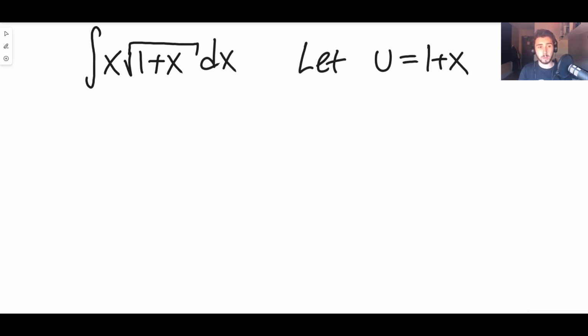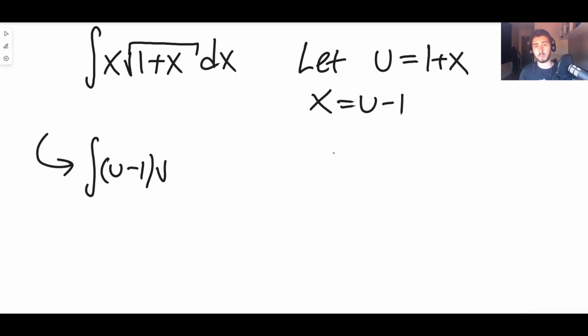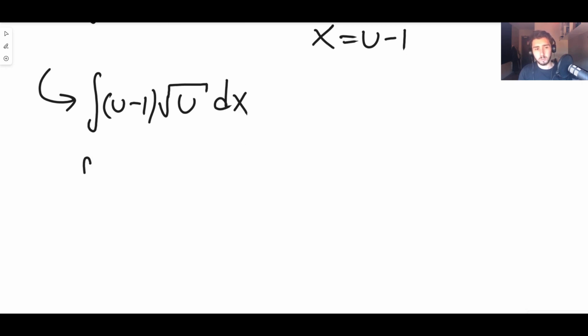If u is 1 plus x, then we can rewrite this integral. Well, if u is 1 plus x, then that means that x must be u minus 1. So instead of x, I'm going to write u minus 1, and instead of 1 plus x, I'm going to write u. So it's u minus 1 times the square root of u dx. This is the integral of, well, u square rooted is u to the power of a half. So u to the 1 multiplied by u to the half is u to the 3 over 2, and minus 1 multiplied by the square root of u is just minus u to the half dx.